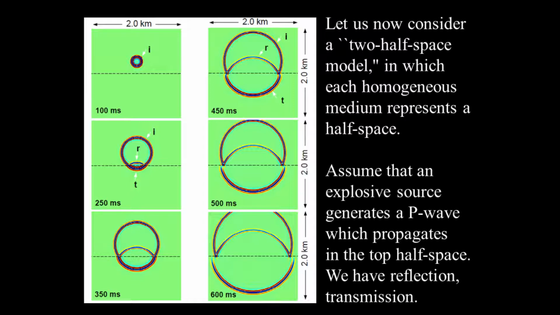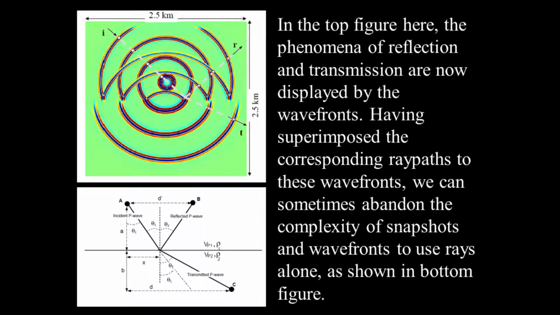In the top figure here, the phenomena of reflection and transmission are now displayed by the wavefronts. Having superimposed the corresponding ray paths on these wavefronts, we can sometimes abandon the complexity of snapshots and wavefronts to use rays alone, as shown in the bottom figure. Remember that rays are defined as lines normal to the wavefront. That is, they point in the direction of propagation. In the top figure, this line is represented in white.